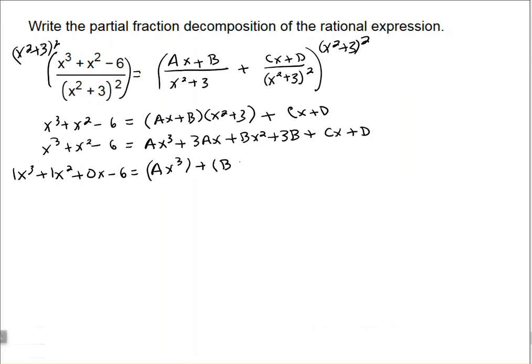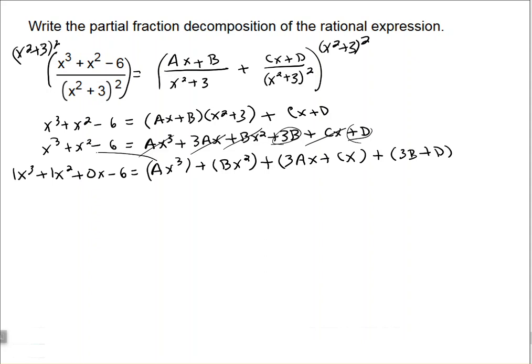Then bx squared, 3ax plus cx. And then, what else? 3b plus d. Okay, so we had the ax to the third, then we had plus bx squared, we had 3ax plus cx, and then we had the 3b plus d. Now we should be able to match those up with the terms on the left-hand side using the coefficients, setting the coefficients equal to each other.